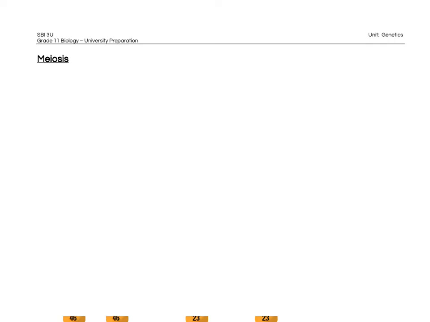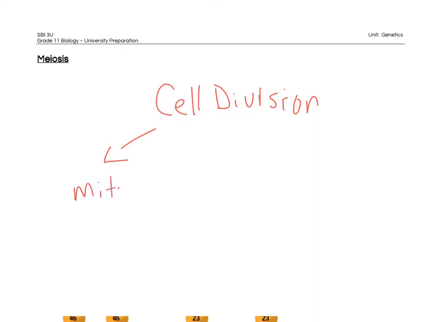So in today's lesson, we're going to be learning a new topic, and that topic is meiosis. And so what is meiosis, you might be thinking? Well, if we take cell division as just a general topic, so far, what have we learned? Well, so far we've learned about the process of the nucleus dividing, we call that mitosis.